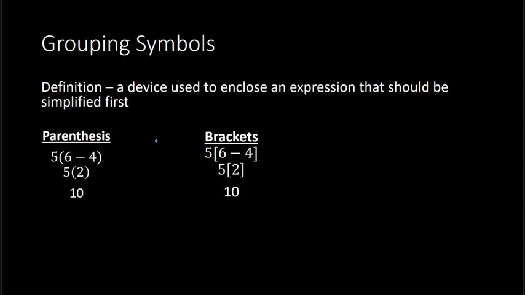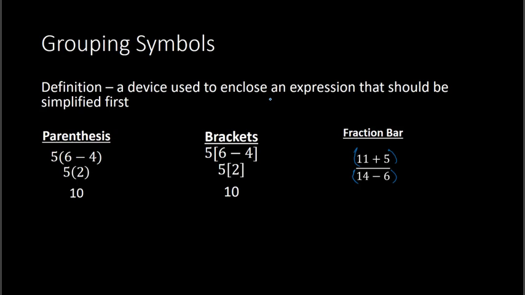A third grouping symbol we could use is a simple fraction bar. So for example, 11 plus 5 divided by 14 minus 6. So this fraction bar is serving as a form of grouping symbol because we are taking this entire top, this entire group up here, dividing it by this entire thing in the bottom, the 14 minus 6. So you don't need to write the parentheses because the fraction bar is serving that same purpose.